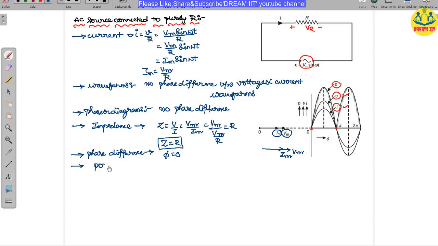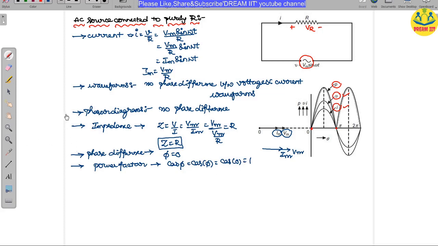Now the power factor. I will give clarity about the power factor at the end of this module. Power factor is the cosine of the angle between the voltage vector and the current vector. That is cos phi, which is cos 0 here. What answer are you going to get? That is the power factor.